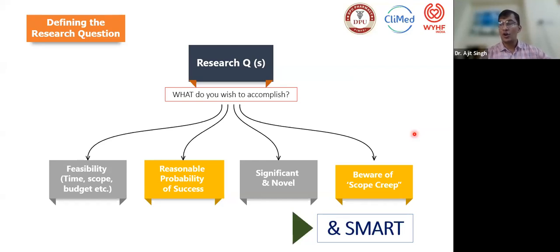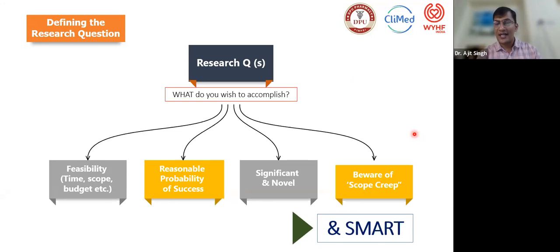Whether your research question is significant or not, whether it is novel or not. Novel does not mean the research question itself must be new. Maybe it is something in the process, the implementation, or the testing, something which is new, different from others. And then the most important part here is beware of scope creep. If you cannot think long term, you cannot do research at all. You have to think of the entire timeline. If your project has a 3 year duration, you have to think of the entire 3 years.